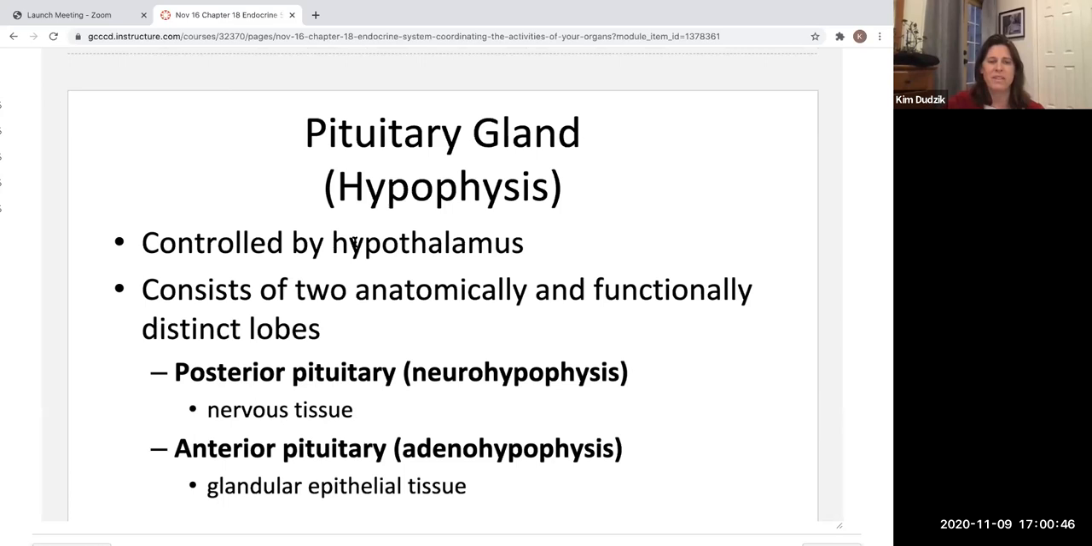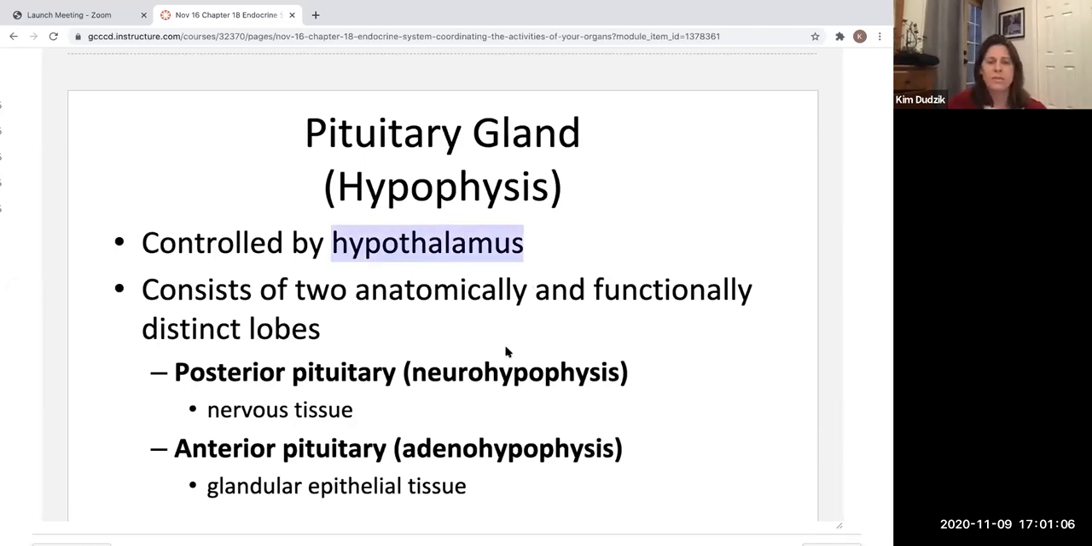from the hypothalamus. Okay, so notice I have here hypophysis in parentheses. That's the other name for the pituitary gland. Okay, so the pituitary gland is also known as the hypophysis. So just make sure you don't confuse that term with hypothalamus.